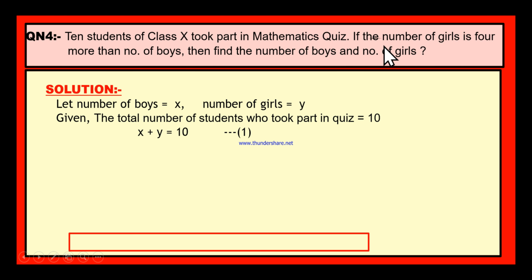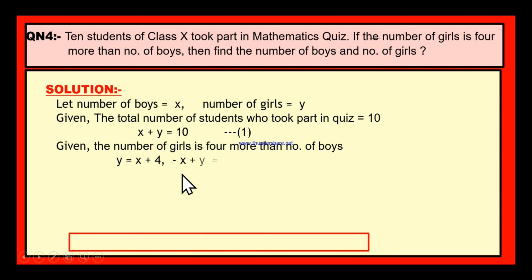In order to frame the second equation, the condition is the number of girls is 4 more than the number of boys. Number of girls means y is equal to 4 more. More means we have to add: number of boys plus 4. 4 more than the number of boys. Number of boys is x. Since it is 4 more, we have to add 4 to x. Therefore, y is equal to x plus 4.